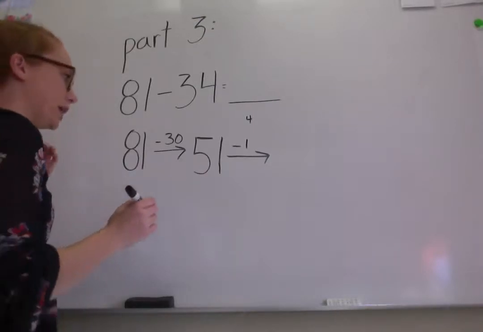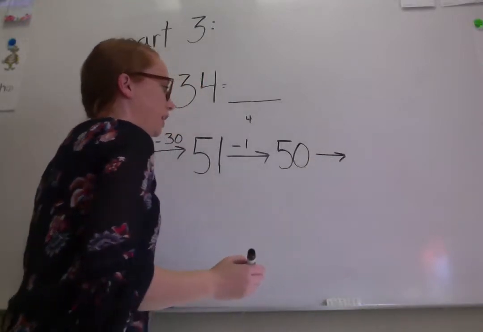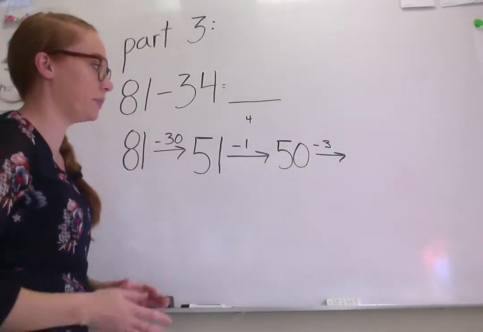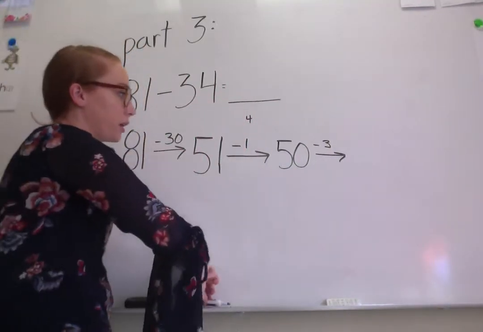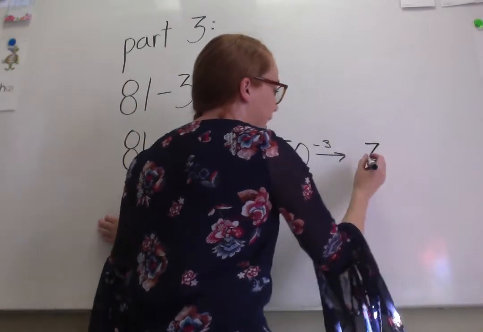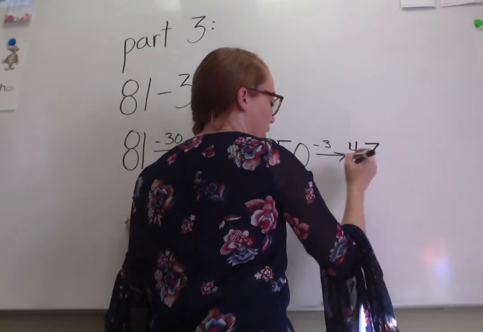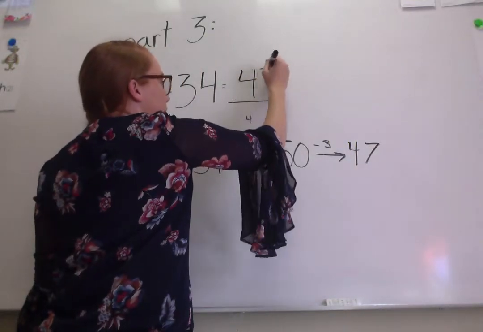51 minus 1 is 50. They can know that they're still not done yet. They still need to subtract 3 more. Now this is easier for them. They can think of it as 10 minus 3 is 7. So they know their 1s would be a 7, and they would know that their 5 is going to have to go down a number, making it 4. One number below 5 is 4, and their answer ends up being 47.